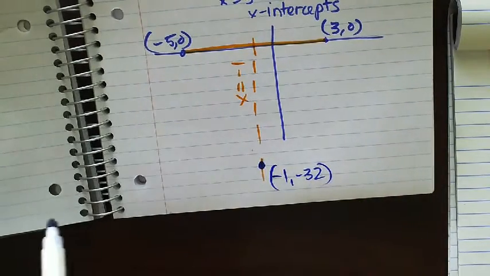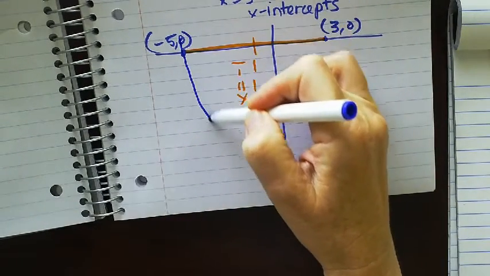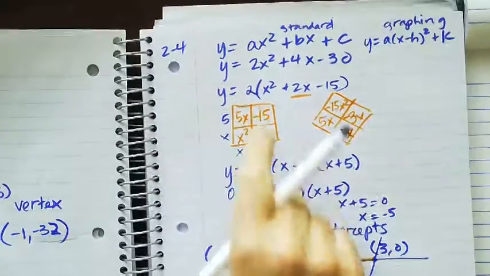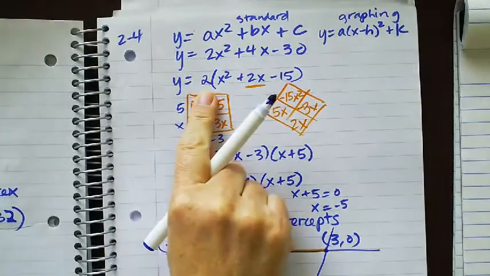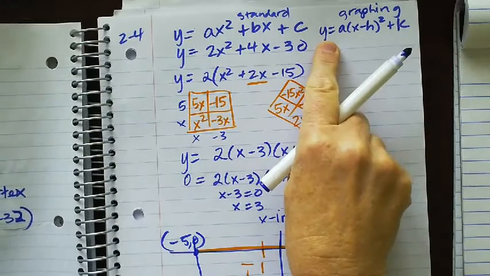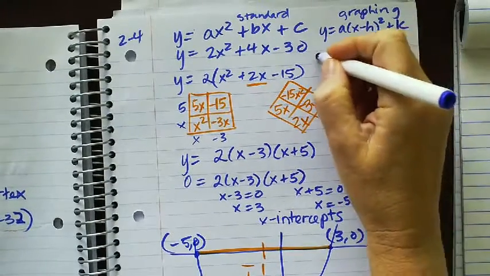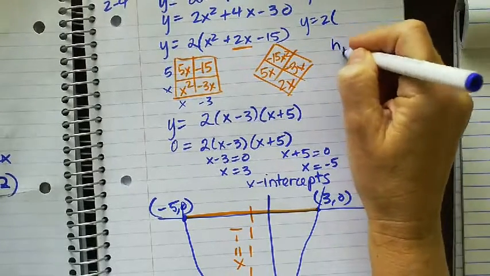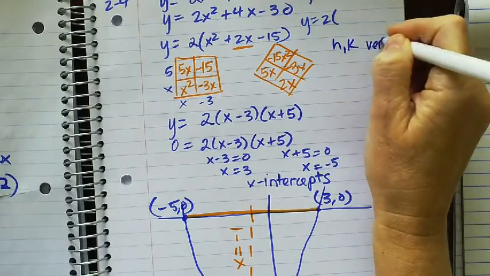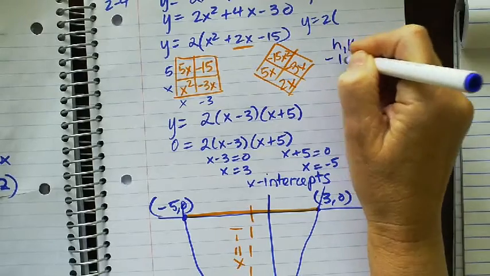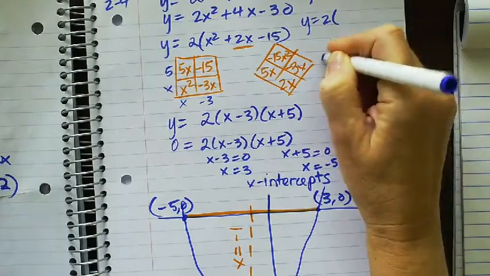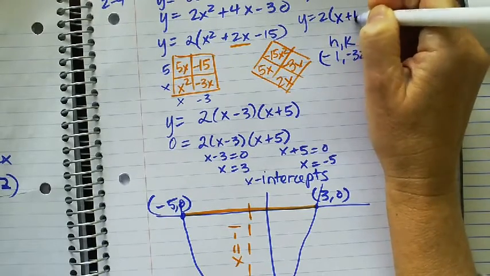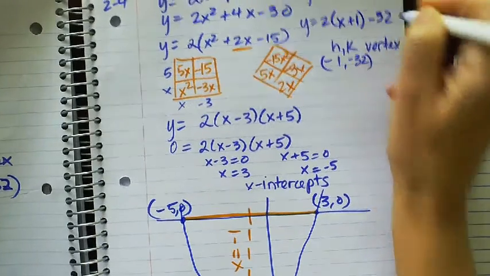And now that you know your vertex, now you can write your equation in vertex form because you know that the stretch factor is 2. So you know you're going to have a 2 in the place of a. So we wrote y equals 2, and then we used our vertex. We know the vertex is (h, k). So if that's negative 1, negative 32, then I'm just going to write x minus negative 1, which would be x plus 1, and then minus 32.